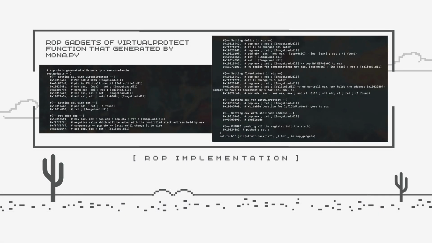This slide shows actual ROP gadgets that were generated by Mona.py, a popular tool for Windows exploit development that works with Immunity Debugger. Mona can automatically find gadgets needed for VirtualProtect chains and even suggest complete ROP chains. This is what real-world exploit development looks like. We use automated tools to find and chain gadgets. Notice how each gadget has a specific purpose in setting up the registers for our VirtualProtect call. Tools like Mona have made ROP exploitation more accessible, but also more prevalent.